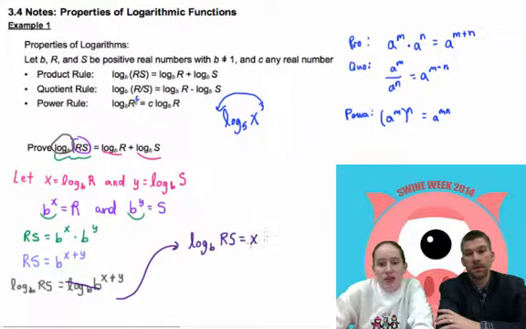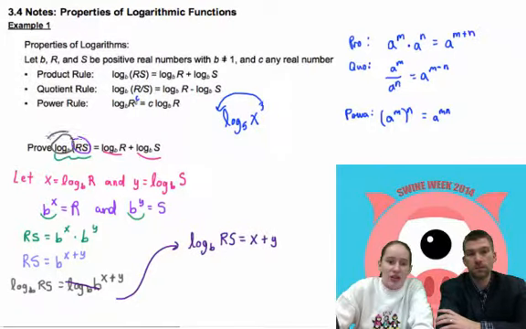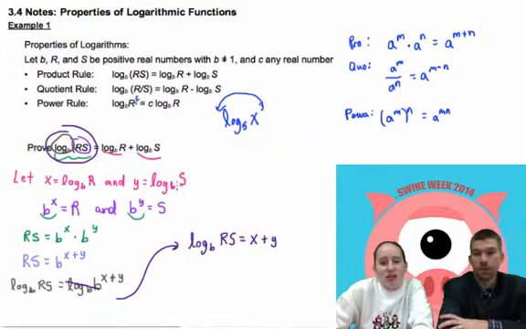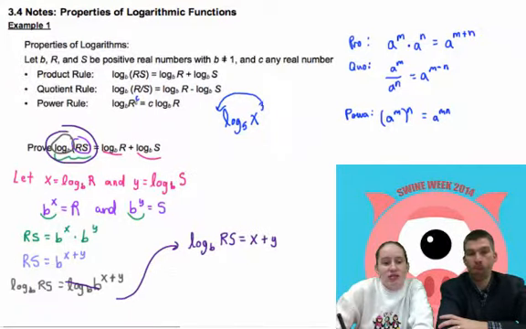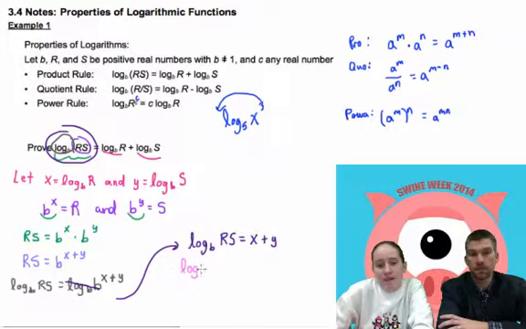Right. So on the right side, we are just left with the exponent, which was x plus y. The left side of our equation looks like the left side of what we were trying to prove. And the right side, x plus y, is what we said was log base b of r and log base b of s. So let's just finish substituting in. So log base b of r plus log base b of s.